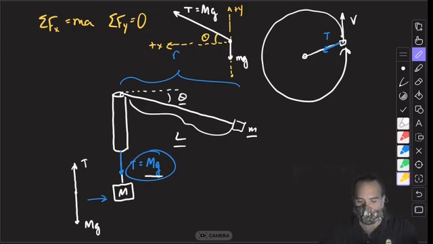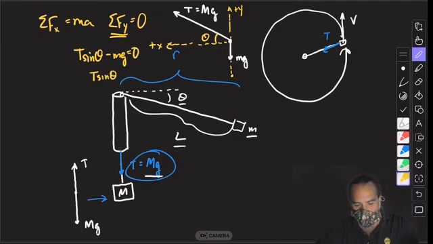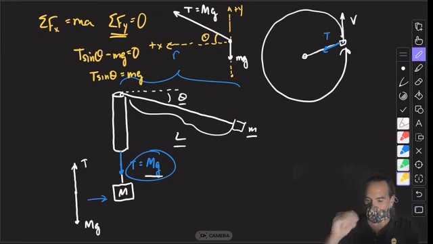So the first thing he did was he added up all the forces in the y direction, which gave him T sine theta minus mg equals 0, or T sine theta equals mg, little mg this time. Great. Let's keep going.